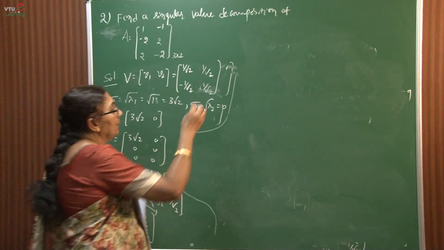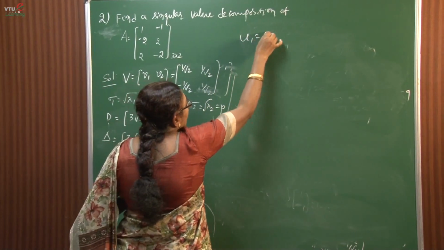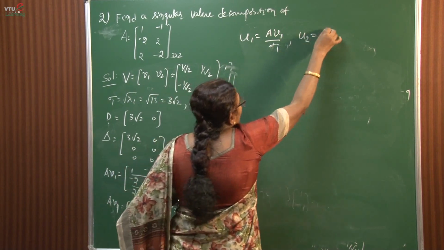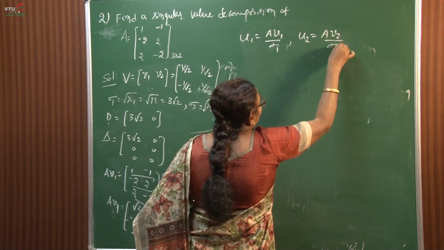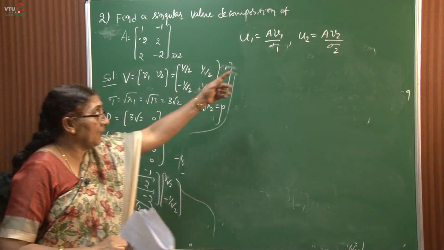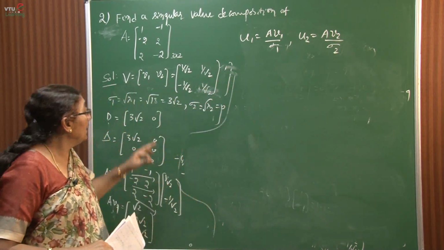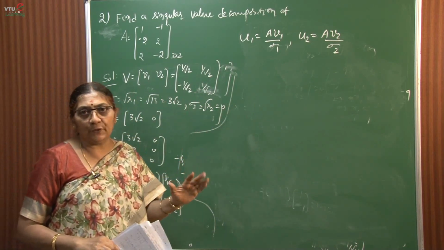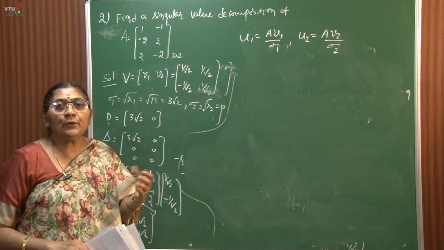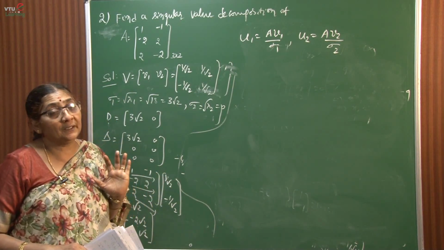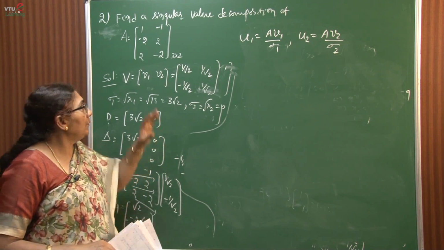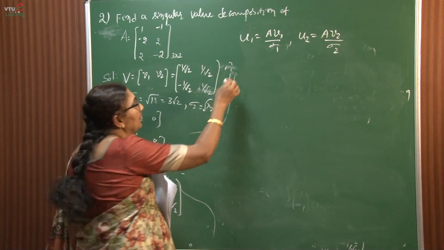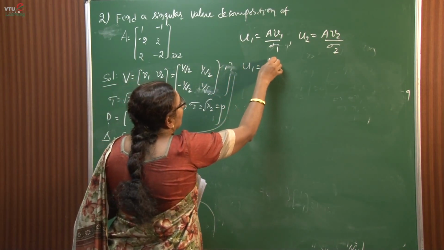Why? Because U1 is AV1 divided by sigma 1 and U2 is AV2 divided by sigma 2. But we can't find U2 because sigma 2 is 0. AV2, which is not equal to 0, divided by sigma 2, which is 0. Non-zero divided by 0 is infinity. We are expecting a finite value. We need 3 unit vectors, but it's possible to find only one. U1 must be equal to AV1 by sigma 1.